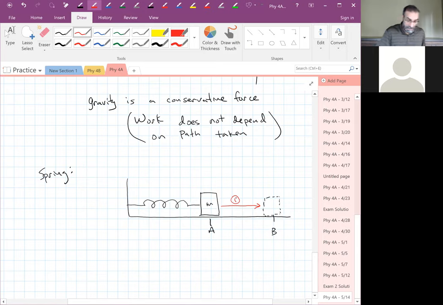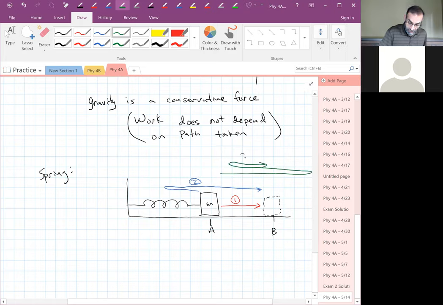Or I can do this, right? I can push it in and then pull it out over to path two. Or I can stretch it and bring it back and path three. I can take any number of paths from A to B, but it turns out that the work done is the same for all of them. This section and the section opposite it, they end up canceling out. And so all we're left with is that one. The same as just going straight from A to B. And that's true for the other path also. So it turns out that this also is path independent.